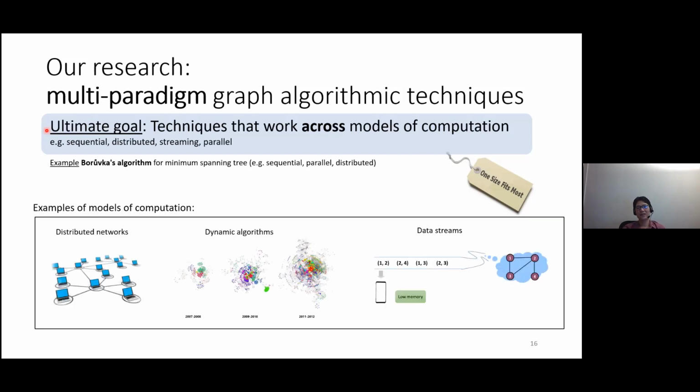And here are some examples in case you haven't seen any models of computation at all. First, the distributed network: you have many computers connected to each other, and each computer has some partial information about your data, and still they want to compute, say, minimum spanning tree, connectivity, or anything about your graph.